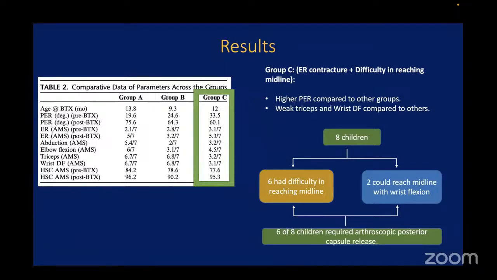And group C, that is external rotation contracture and difficulty in reaching midline. As I mentioned earlier, 8 children were in this group. 6 had difficulty in reaching the midline, but 2 could reach the midline by wrist flexion. This is commonly tested with hand to belly. Out of the 8, 6 of them required arthroscopic posterior capsule release. This was basically C7 involvement, which was noticed with weak triceps and wrist dorsiflexion compared to the other 2 groups.